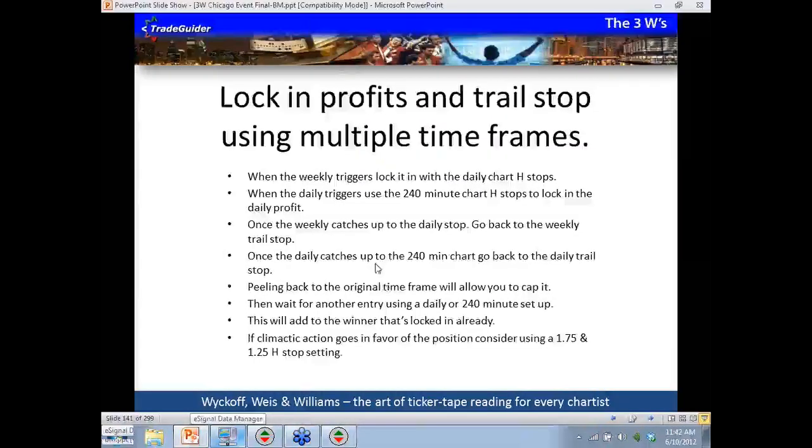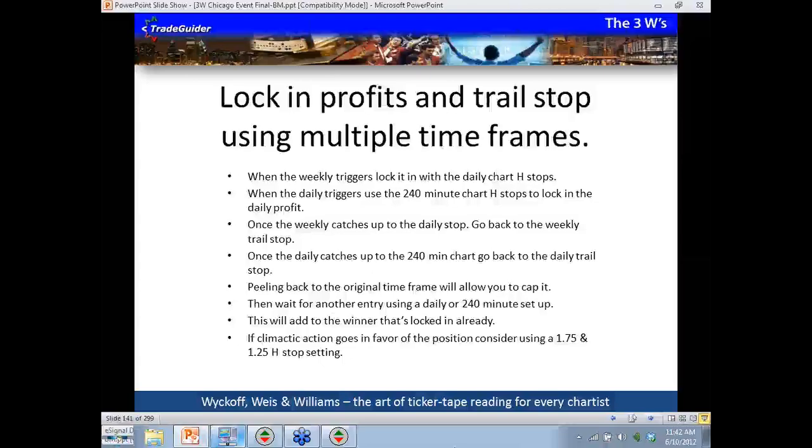This is what I mean about locking in profits and trailing using multiple time frames. This really helps you manage a trade once you get in it. When the weekly triggers, lock it in with the daily chart. Then the weekly catches up to it. Just peel it back to the weekly and start looking for more ways to enter the market.